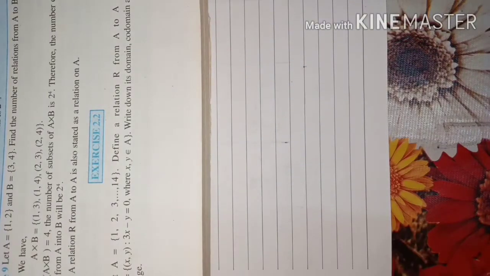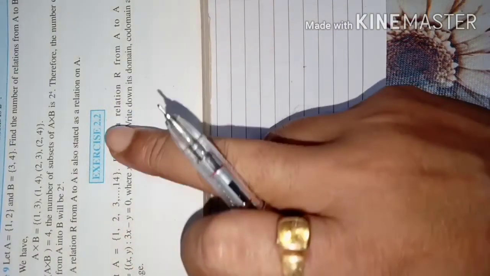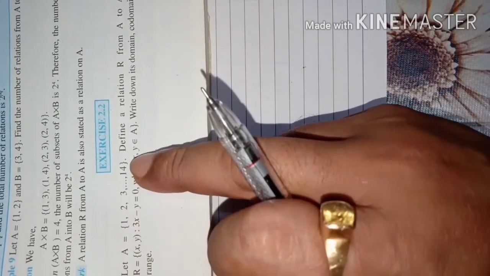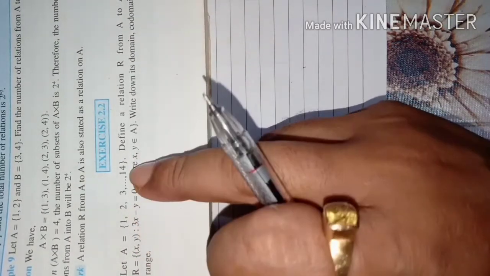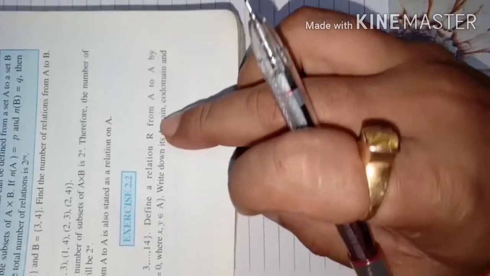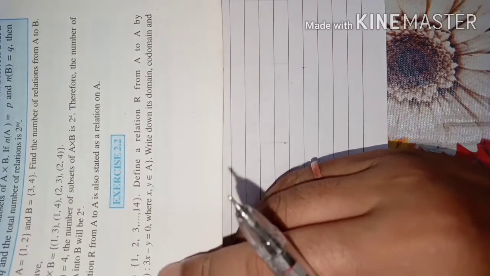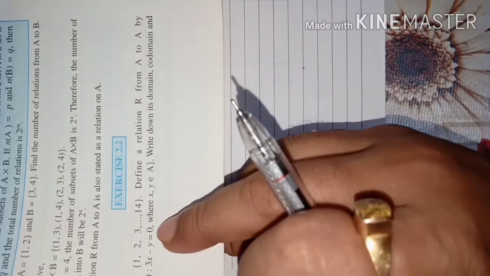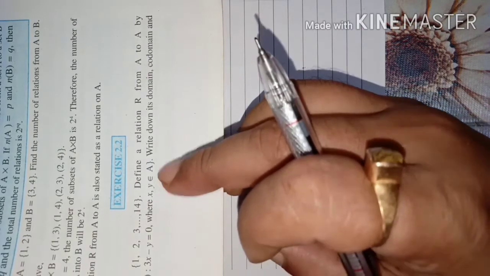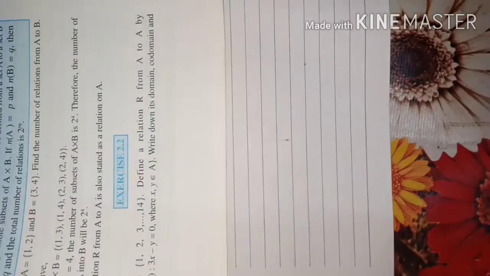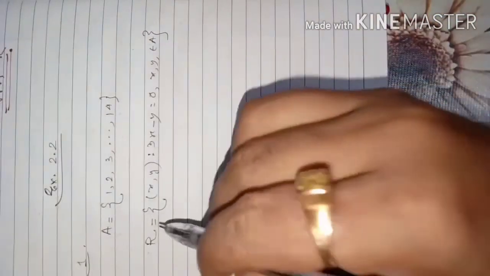Okay, students, thank you. So go through this exercise 2.2, question number 1. Let A be the natural numbers 1 to 14. Define a relation R from A to A by R equal to {(x, y)} such that 3x minus y equal to 0, where x, y belong to A. So write down its domain, codomain and range. Okay, so this is the question.